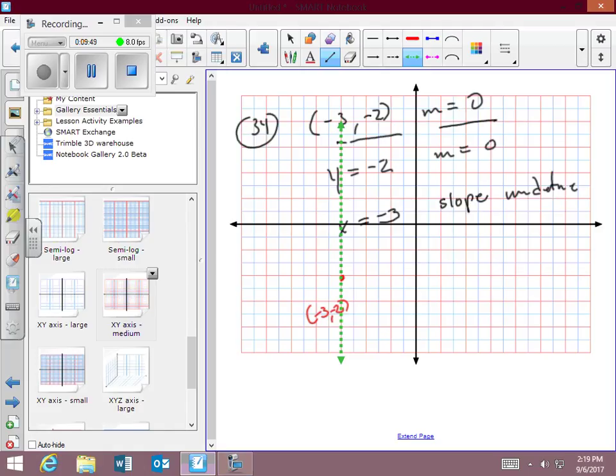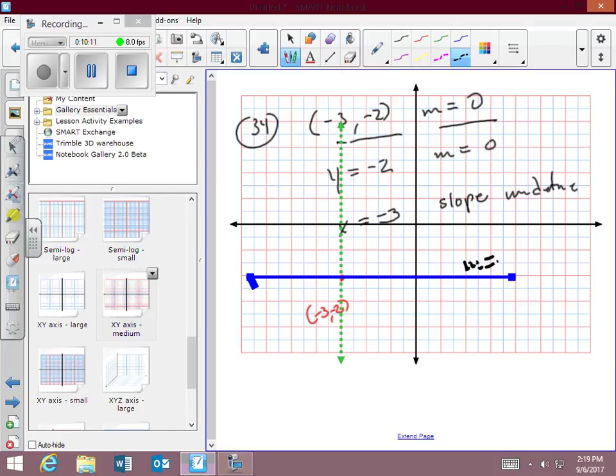Okay, and then if you draw a horizontal line through it, this one has a slope of 0. So this one, m equals 0. Still m equals 0. And the equation for that would be y is equal to, what's the y value? Minus 2.